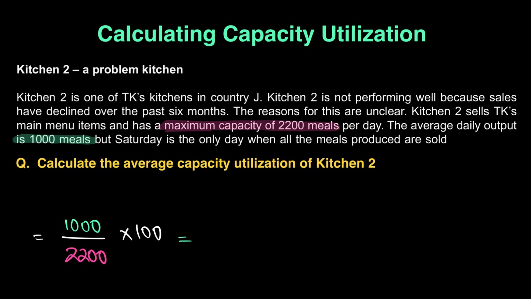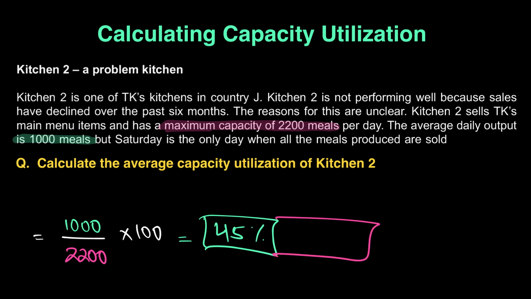And when I solve for this, this tells me that currently this company is utilizing 45% of their total capacity, which by definition then tells me that they are currently wasting a larger part of their capacity, which is 55% wastage.